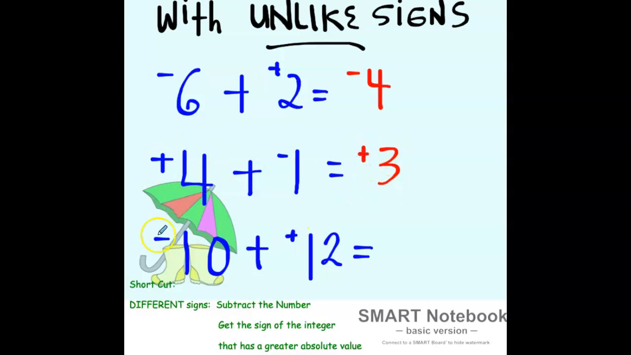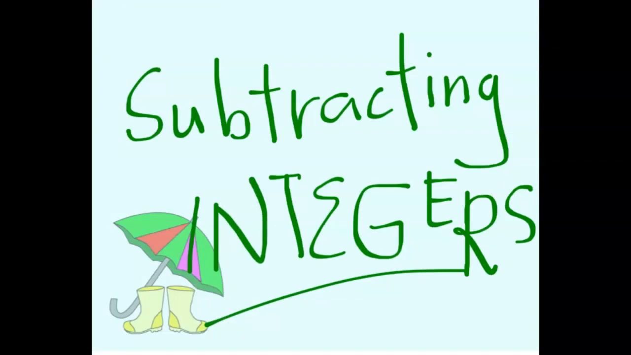Here, the signs are different, -10 and +12. So we take the difference between the two, so the answer is 2. And we know that 12 has the greater absolute value, so we'll take the sign, +2. Again, if the signs are different, we subtract the numbers, and we take the sign of the integer that has the greater absolute value. Okay? Let's see what we can do if we are subtracting integers this time.